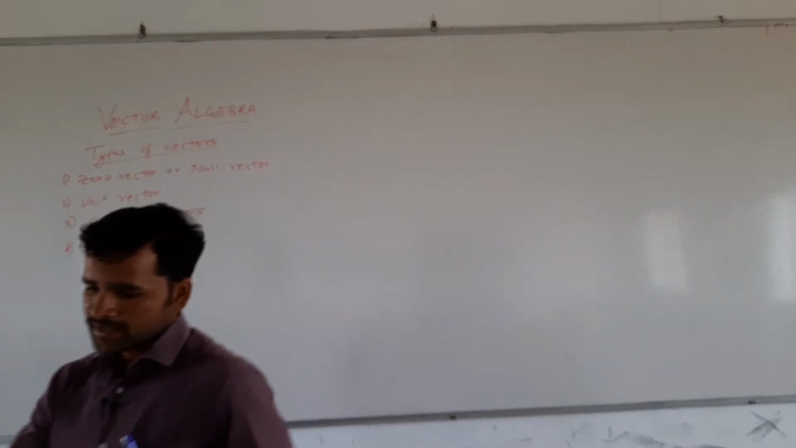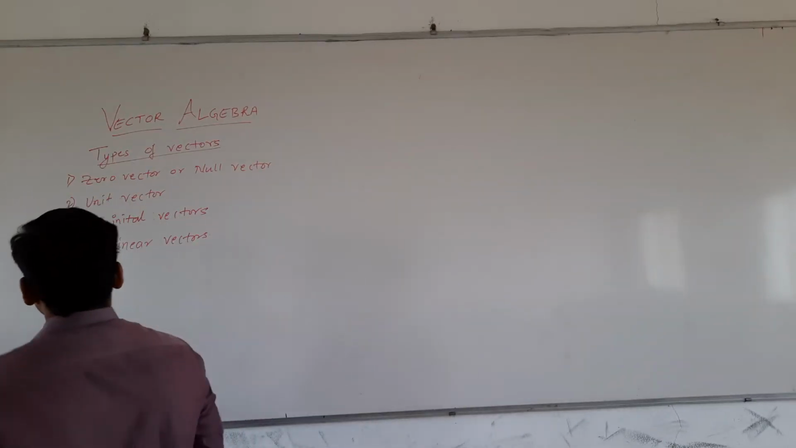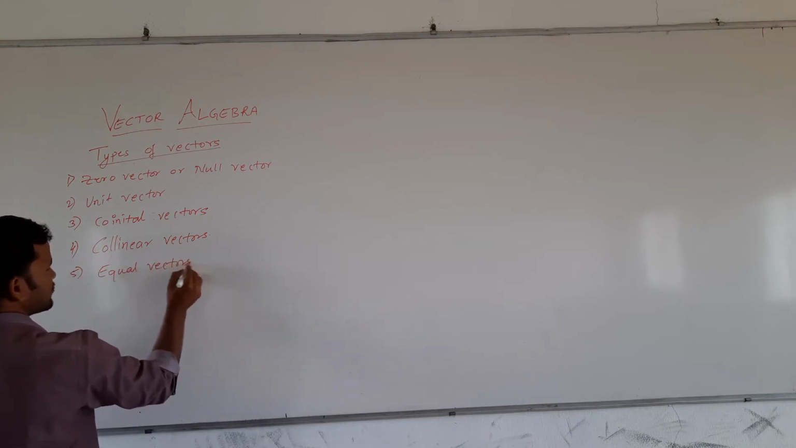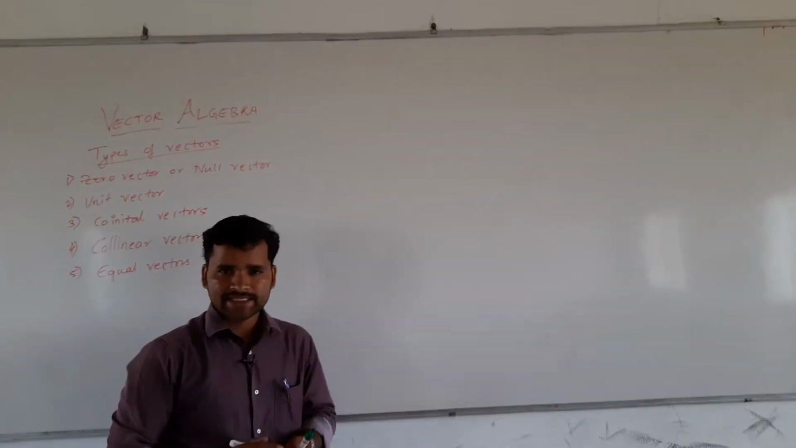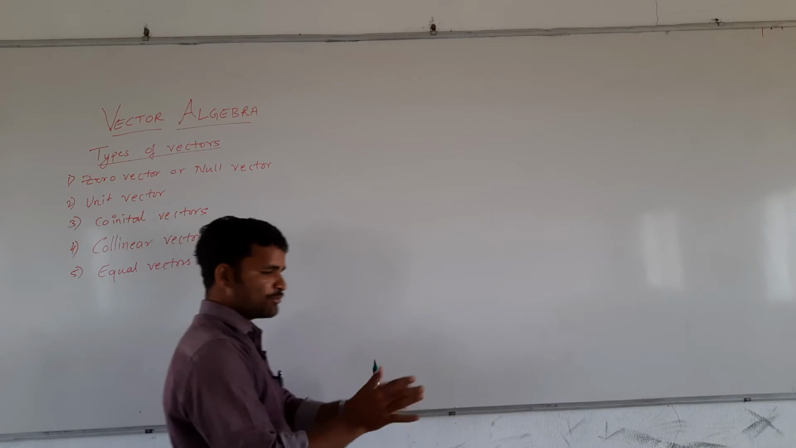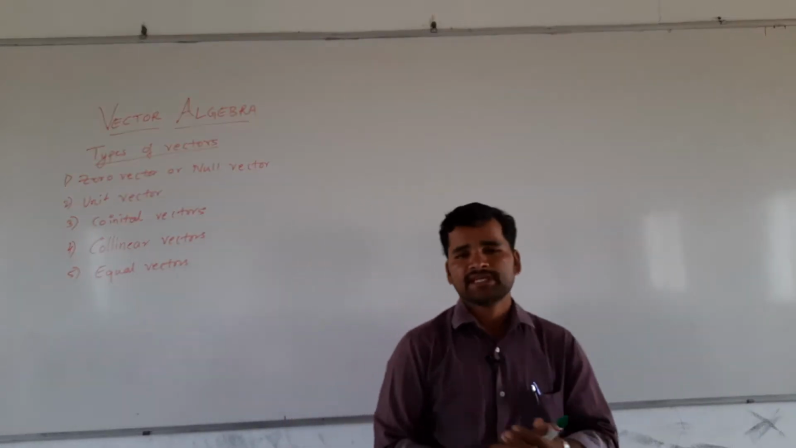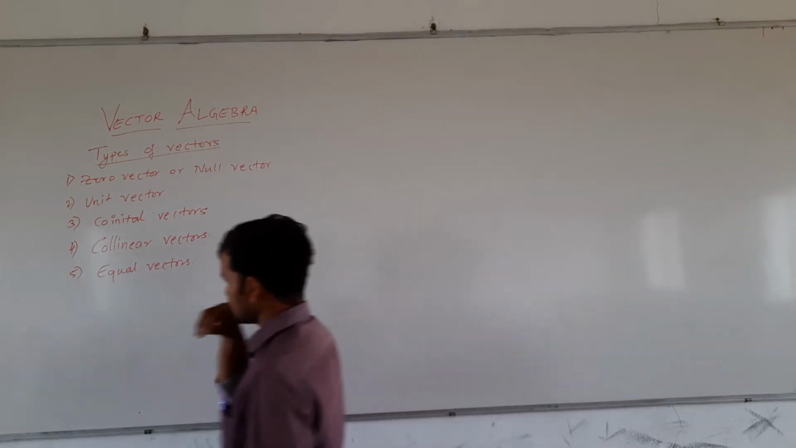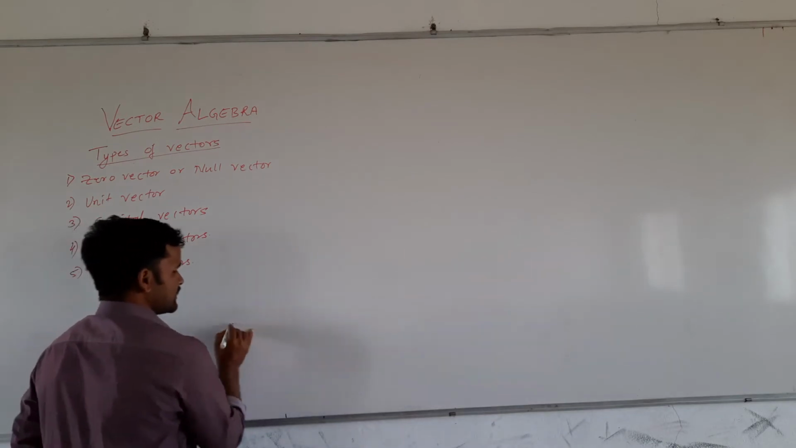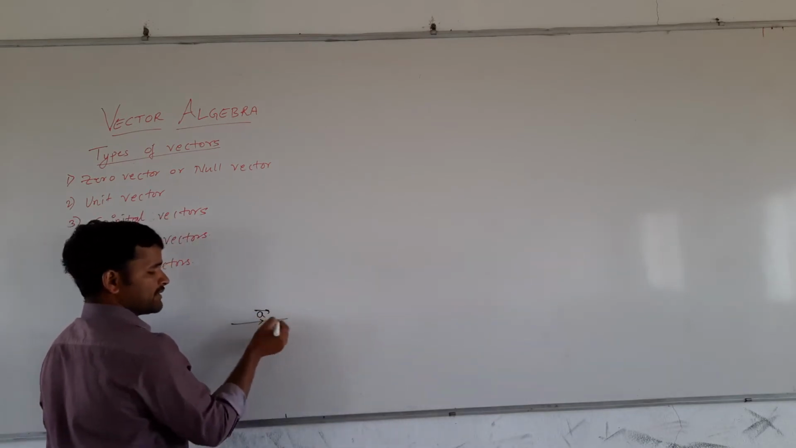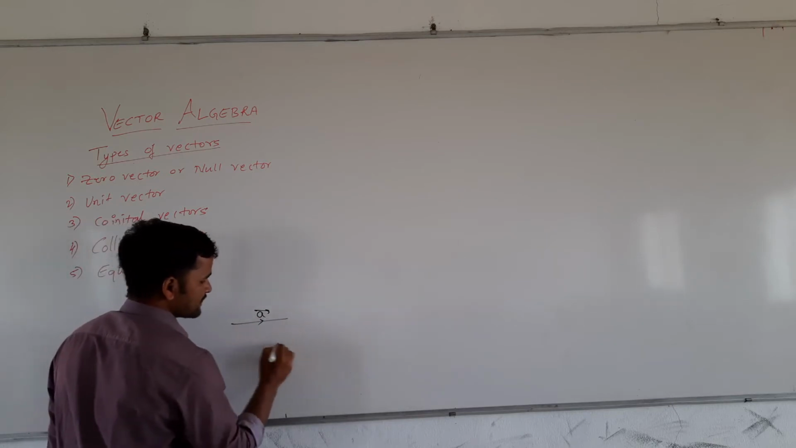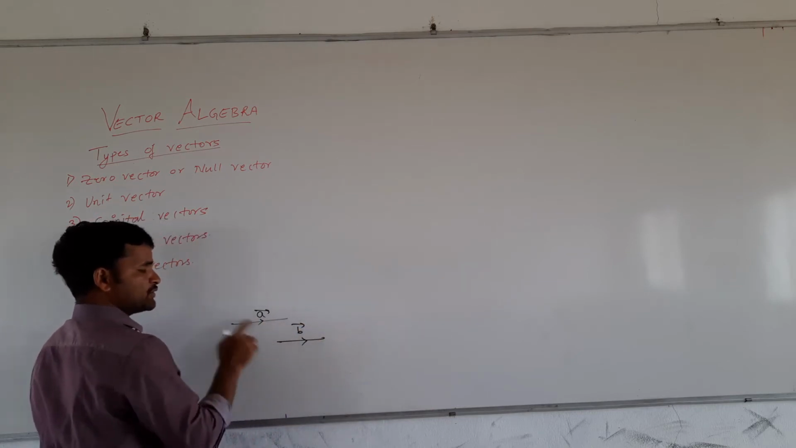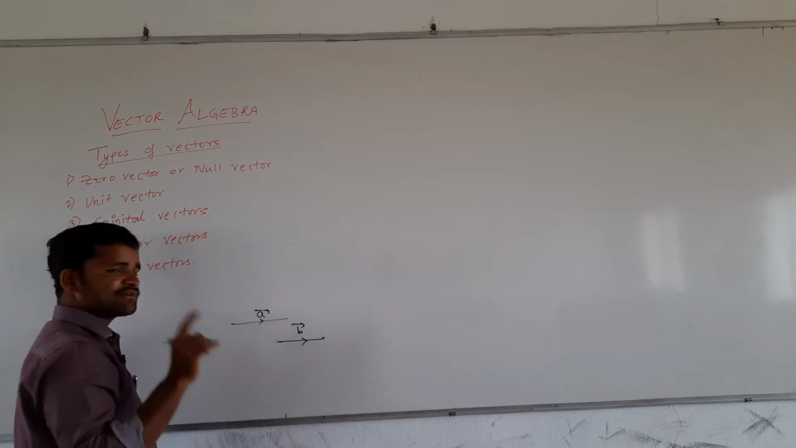Now we will go to the fifth type of vectors. Those are equal vectors. Fifth one, equal vectors. What is equal vectors? Equal in the sense vectors should be equal in both the cases, that is two vectors which are equal in magnitude and direction are called equal vectors. That's all. See, suppose there is a vector A having a magnitude of 2 units, then there is another vector B having the 2 units and the same direction.